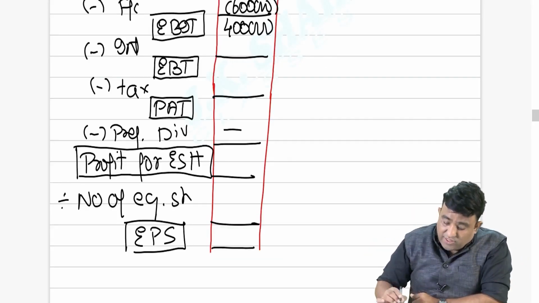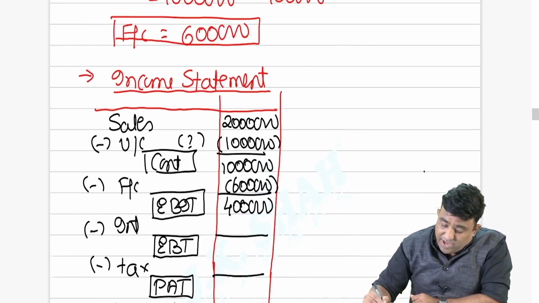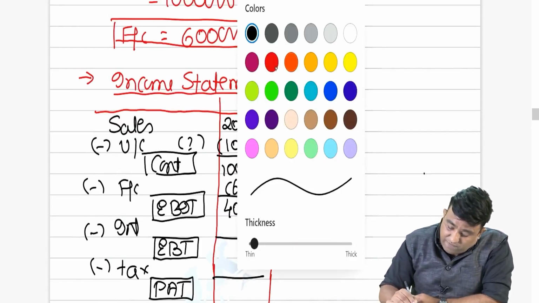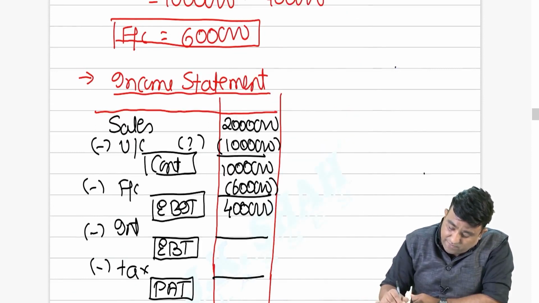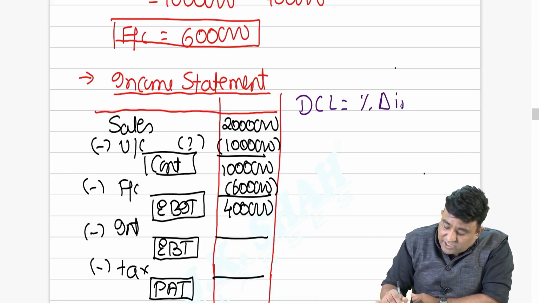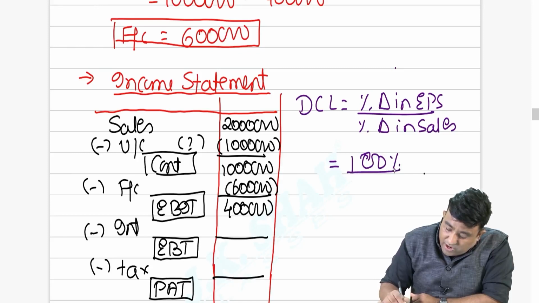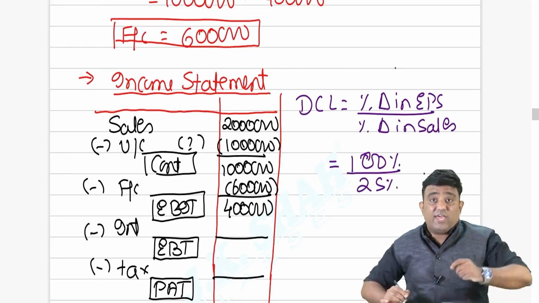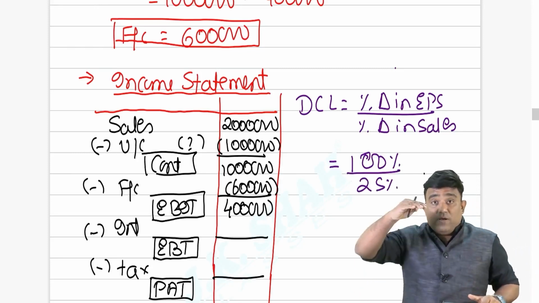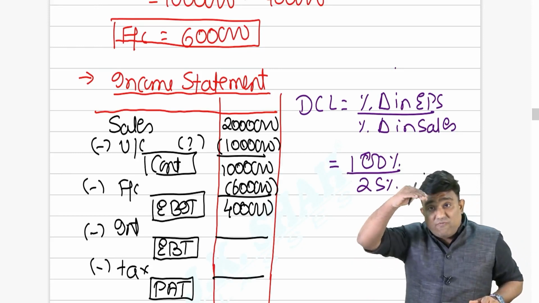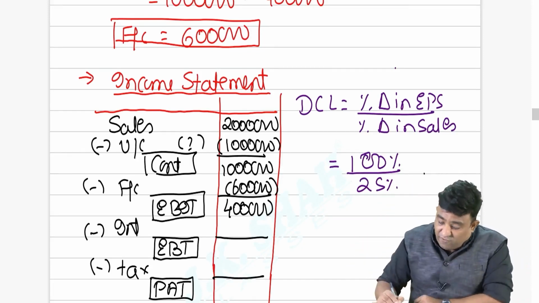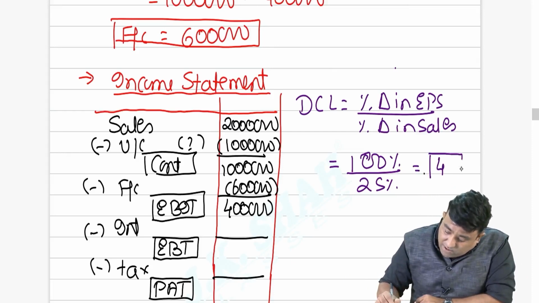And student, with that concept, I can easily apply the concept of DCL, the degree of combined leverage. That is percentage change in EPS upon percentage change in sales. Change in EPS is 100% due to change in sales of 25%. When I say EPS is wiped off, it means that EPS will fall by 100%. And when it falls by 100%, that means your combined leverage is 4.